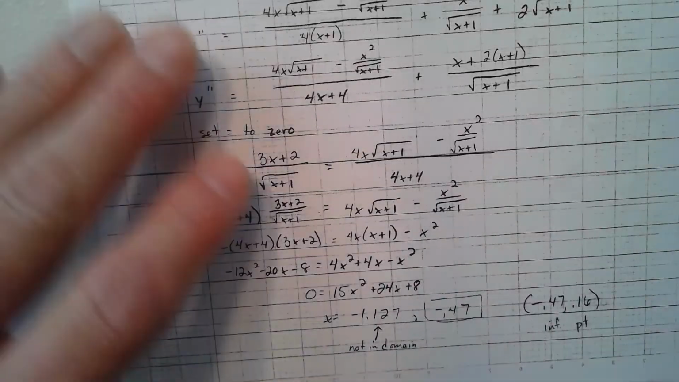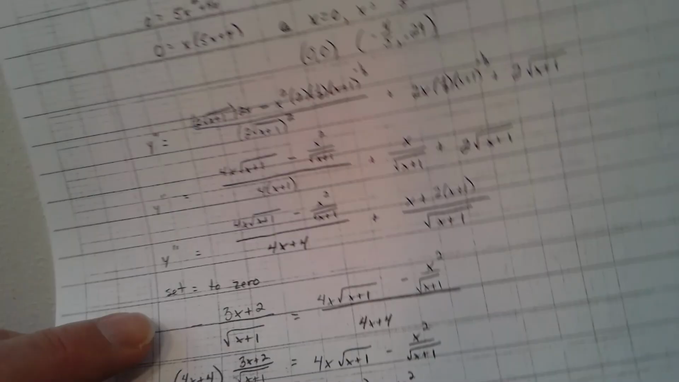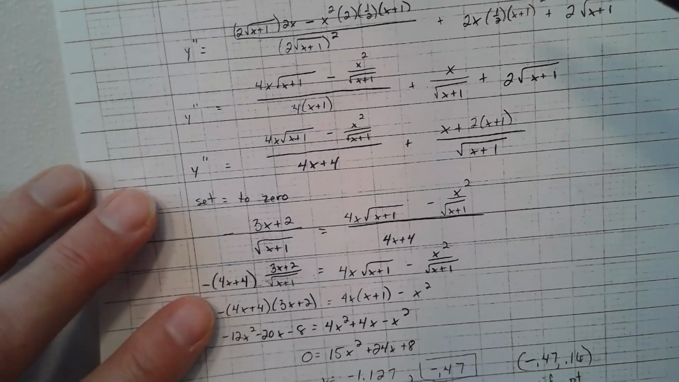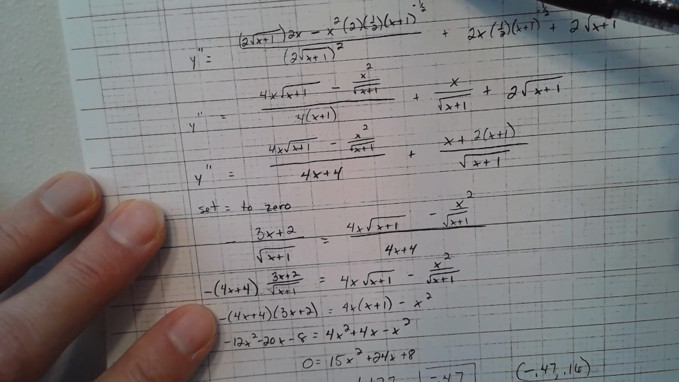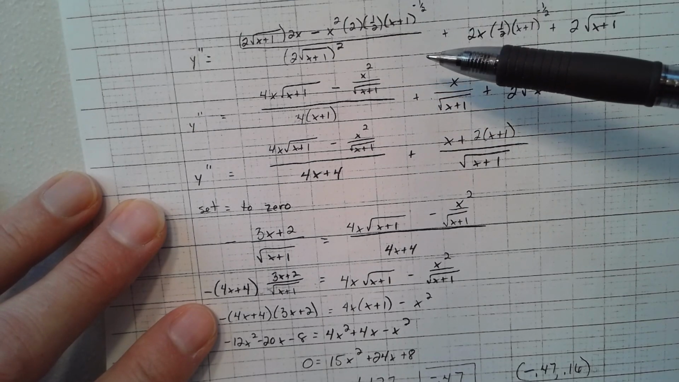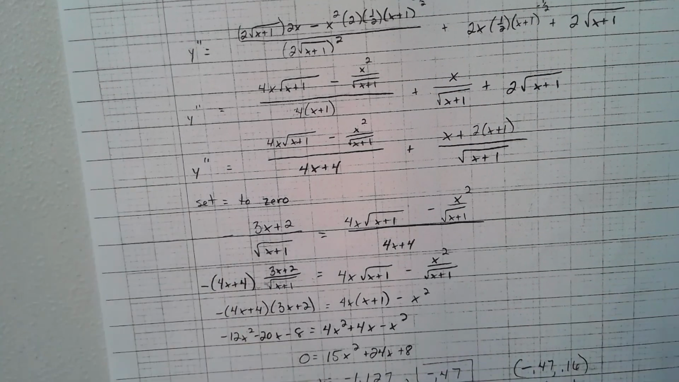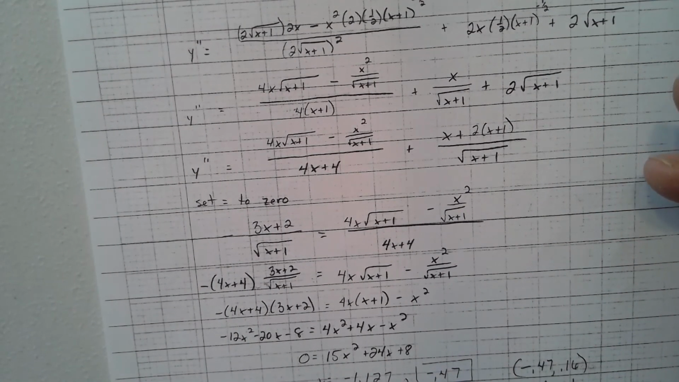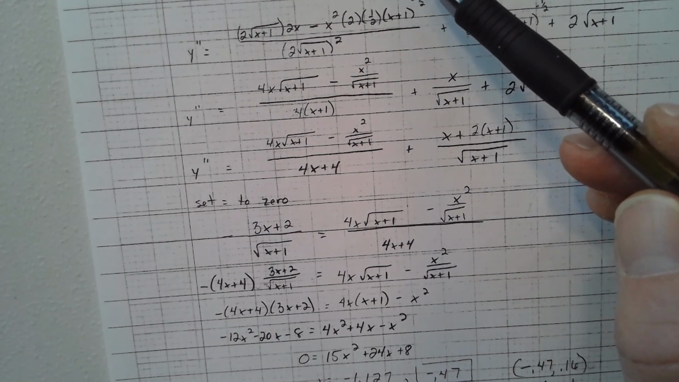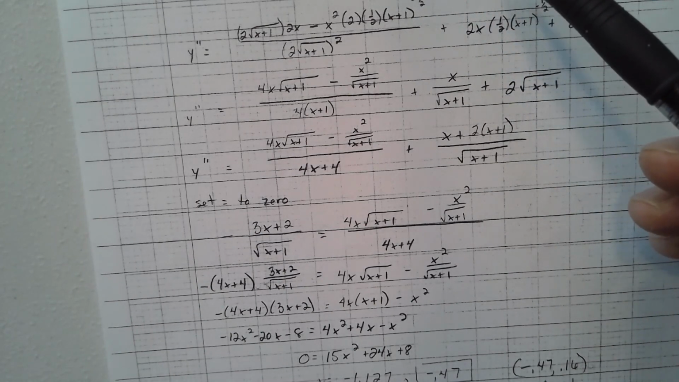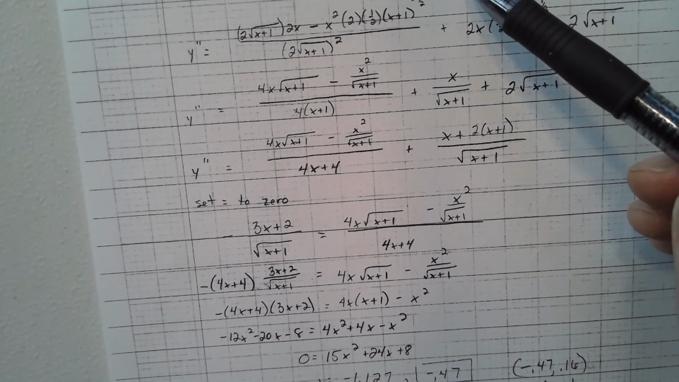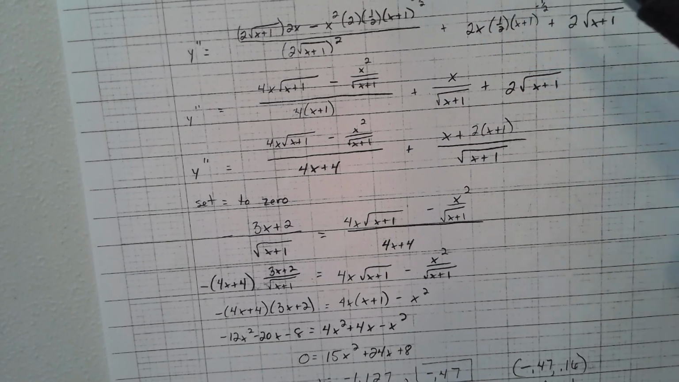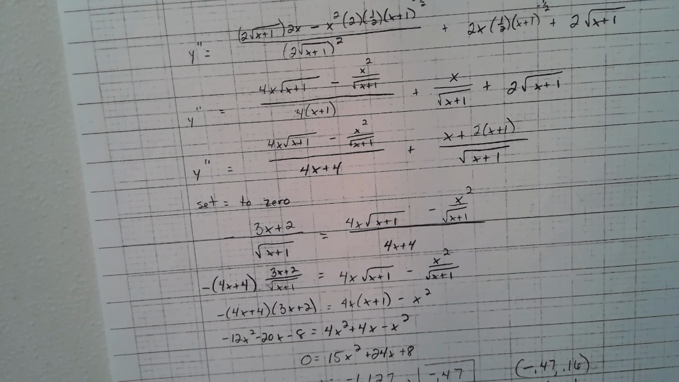Alright, so we would have to, at this point, plug 0 into our second derivative and plug negative 4/5 into our second derivative. If you plug 0 in, you get positive, so it's a minimum because it's concave up. And if you plug negative 4/5 in, it's a negative number, so it's going to be concave down, so it's going to be a max.